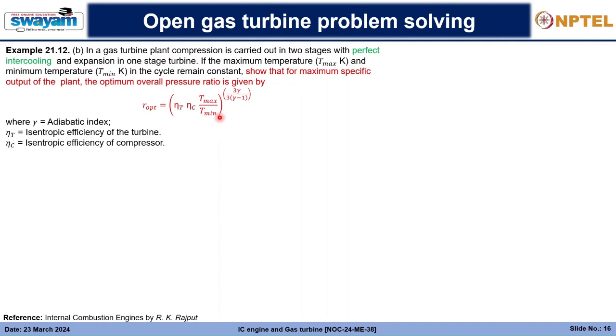So in order to solve these questions, we have to get a particular specific output of the plant, based on these conditions that we have: the perfect intercooling, Tmax and Tmin. So we'll have to get this maximum specific output of the plant. In order to maximize it, we'll have to differentiate with respect to the variable we are concerned with. Then, on doing that, we'll get the equation of the variable. So you just think about it for a minute, and I will solve this question in a while.